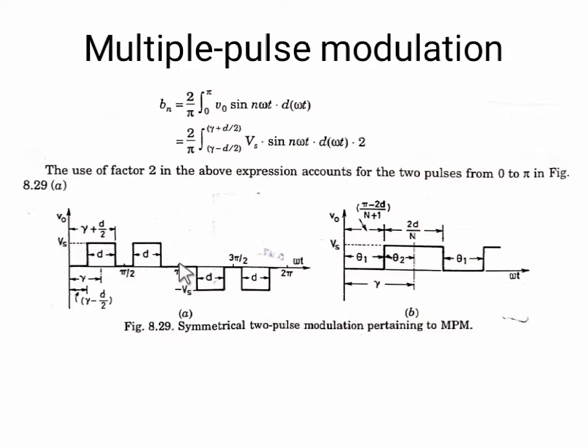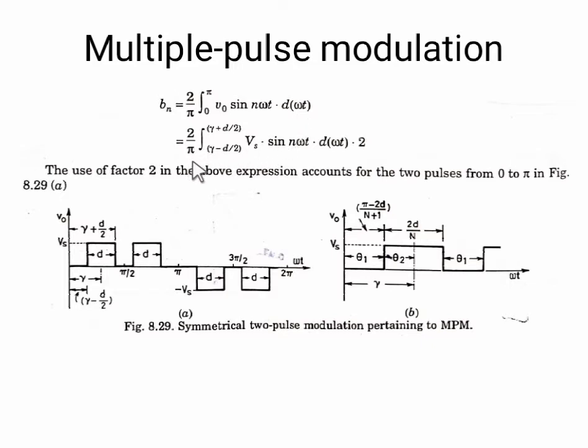Up to pi it is the positive half cycle, and pi to 2 pi is the negative half cycle. The Fourier analysis of this kind of waveform is given by Bn equal to 2 by pi, because there are two pulses. Pi is the half cycle of the pulses. Now the integration is taken from 0 to pi for this half cycle only. So it is the integration from 0 to pi of the output voltage V0 sin n omega t d omega t.